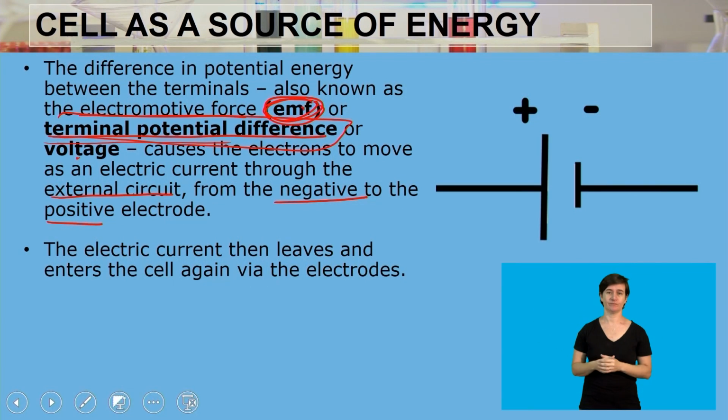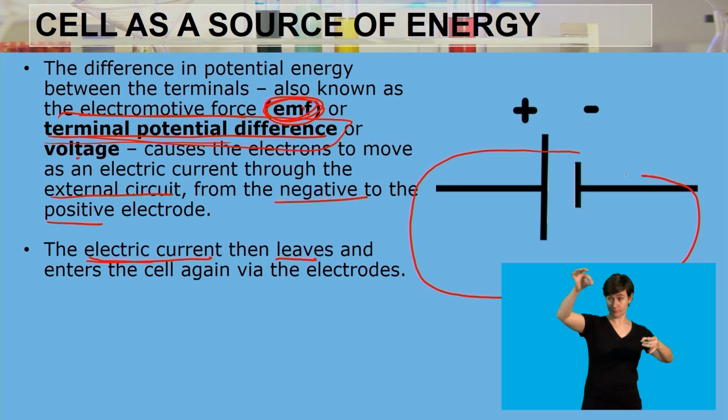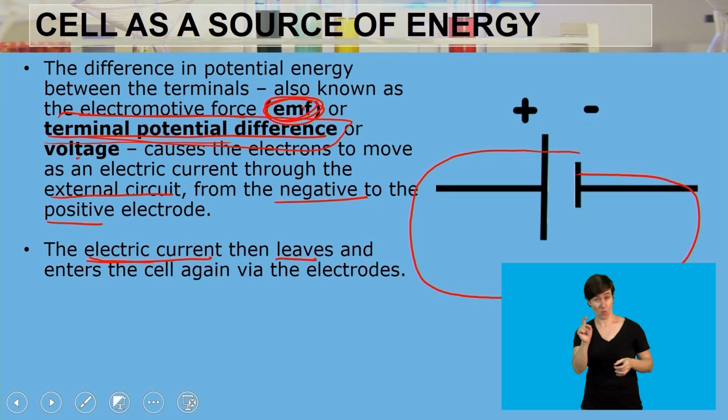Then the electric current leaves and enters the cell again via the electrodes. Now remember, the movement of electrons from one point to the other, we refer to as the electric current. So as the potential difference pushes the electrons from one point to the other, the electric current is going to leave and enter the cell again via the electrodes. So the electrons are going to be leaving this cell, going through the wire, coming back and entering the cell via the electrodes. So the movement of electrons from one electrode to the other electrode will be our electric current.